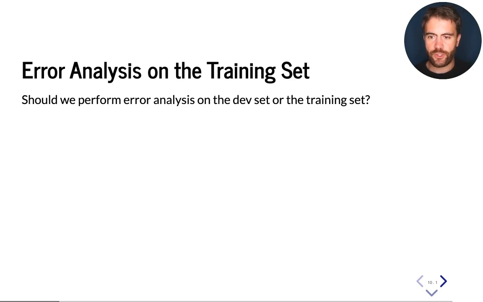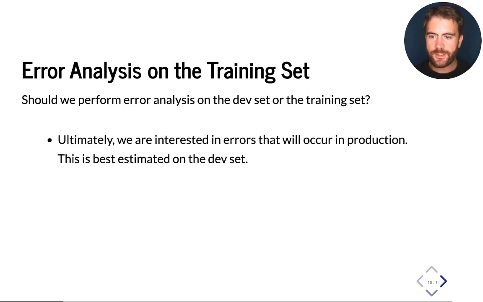Another consideration with error analysis is whether it is useful to perform it on the development set or on the training set. In my earlier definition, I said that we should be using the development set. And this is correct because we ultimately want to understand the errors that will occur in production once the system is deployed. And if we have constructed our development set correctly, it will come from the same distribution as the data that we're going to see in production, and it will be the best estimate of the errors that we will be seeing in the deployed system.